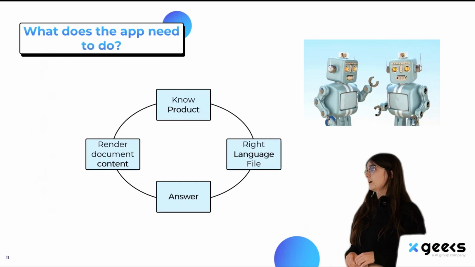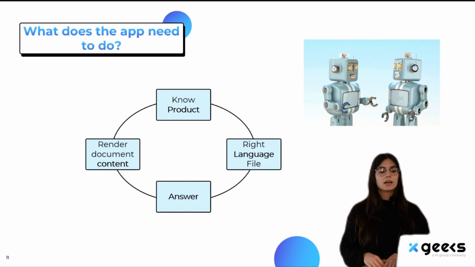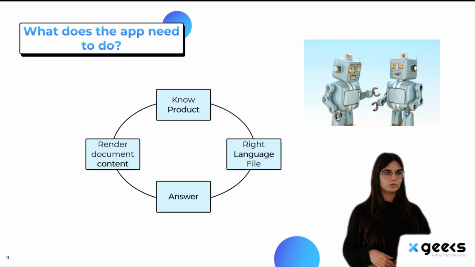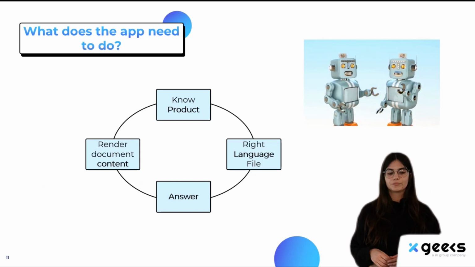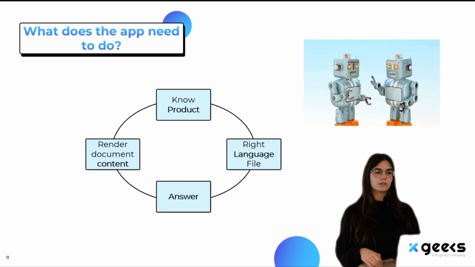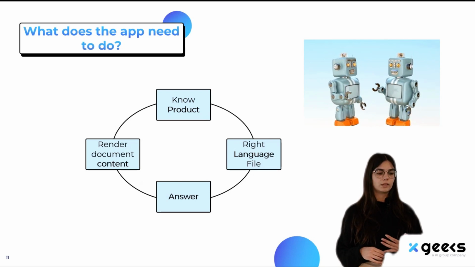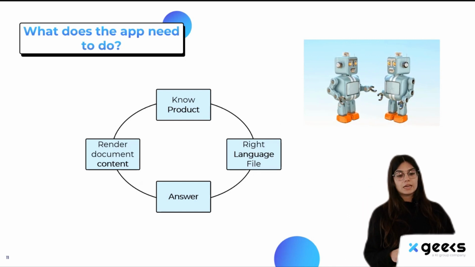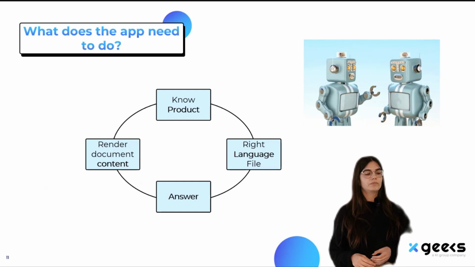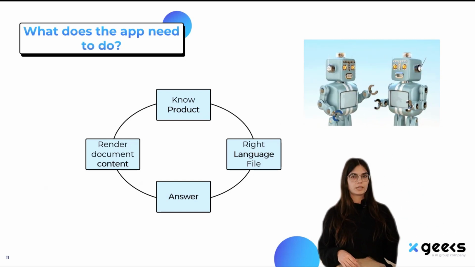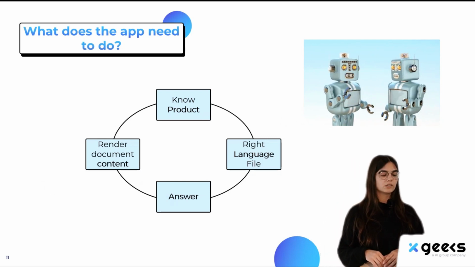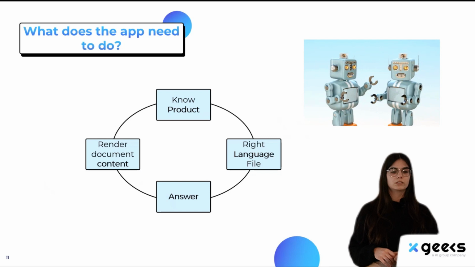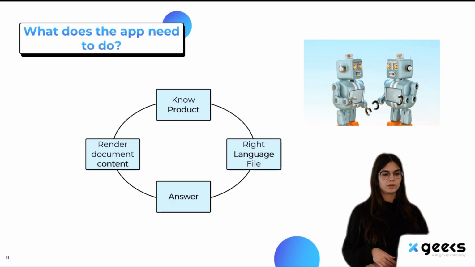So this app needs to do some things. This needs to understand what is the product the user is referring to in the question. Needs to get the right file with the language that the question has also. Needs to retrieve the answer so the supporter can then answer their customer, and also needs to render the document content to show where the information came from.